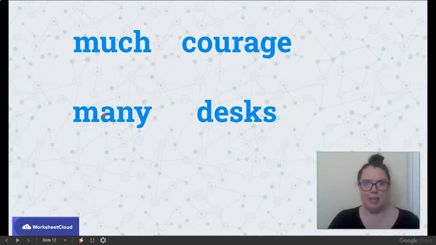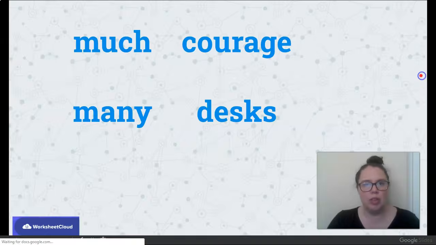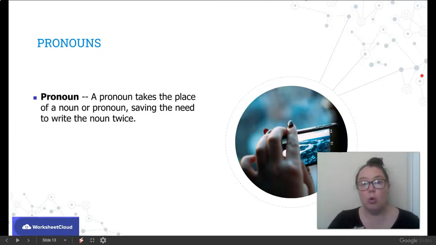All right, so that's the many much rule. And it's one that you're definitely going to take with you into matric. So remember this many much countable uncountable noun rule. It's really going to help you. We're now going to move on to pronouns, and like I said, we'll also deal with a textual editing rule or two.